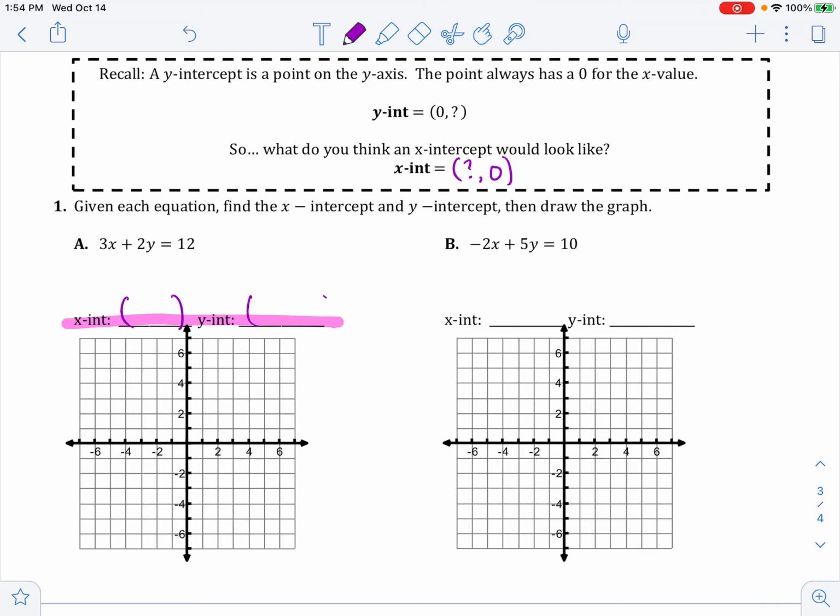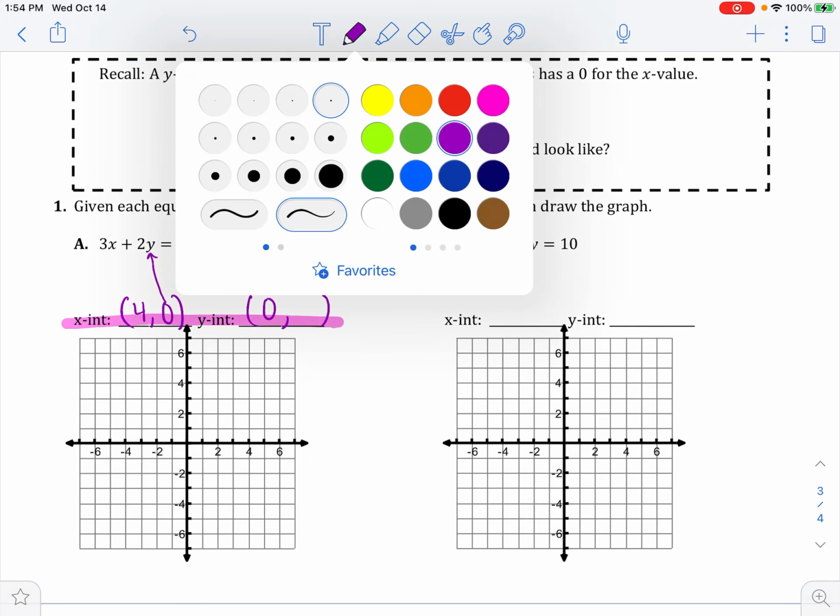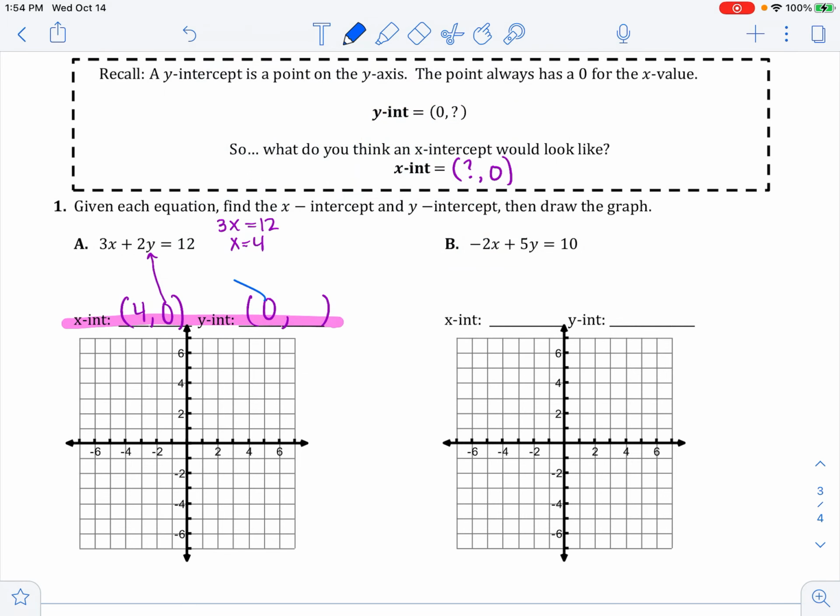So what I start off by doing is I say, okay, these are points. My y-intercept is 0 comma something. My x-intercept is something comma 0. So now what you're going to do is plug in 0 here and see what you get. If I plug in 0 there, I get 3x plus 2 times 0, which is 0, equals 12. So x equals 4. So my x-intercept is 4, 0.